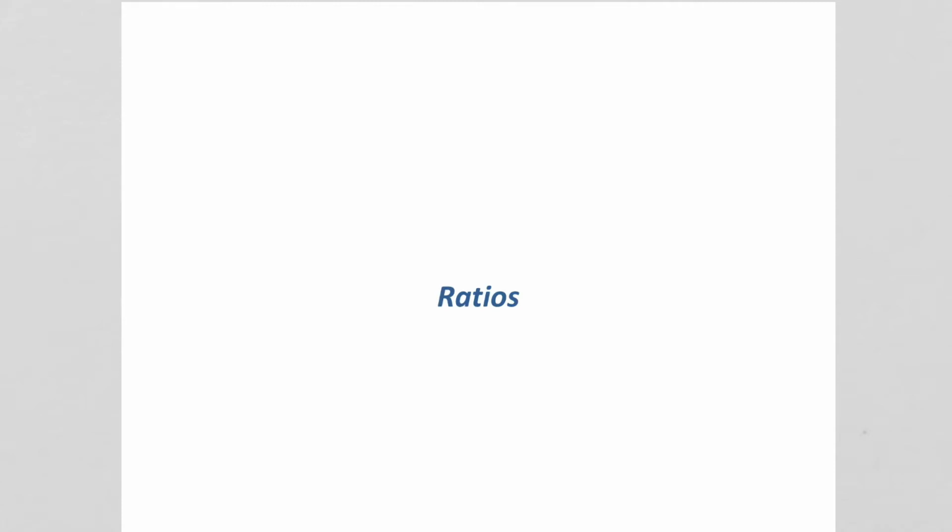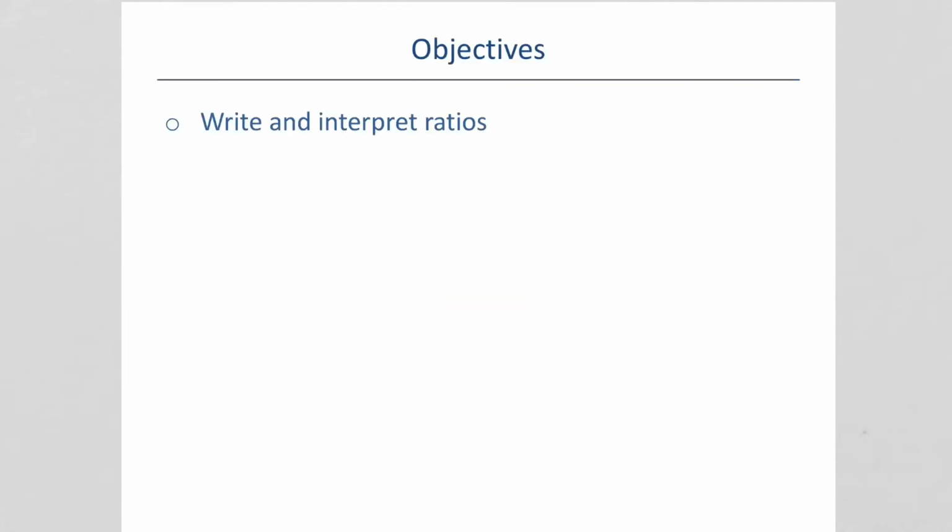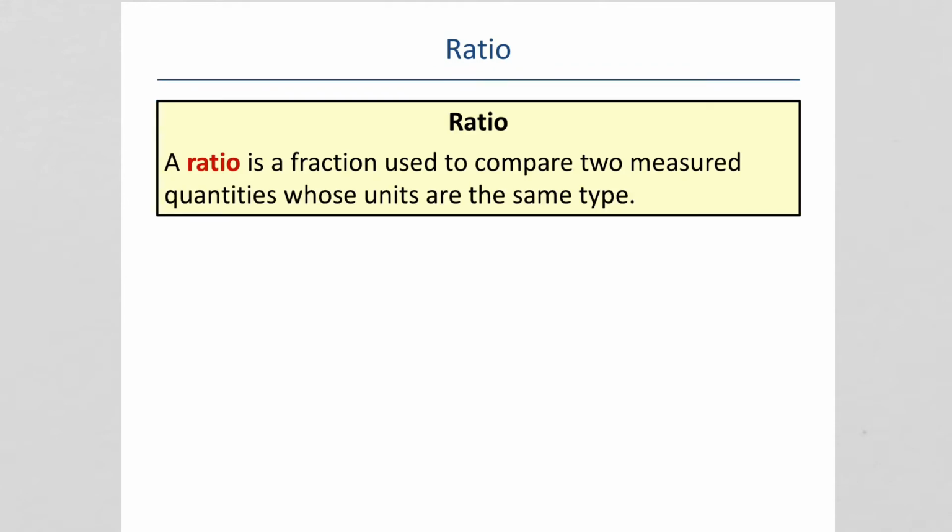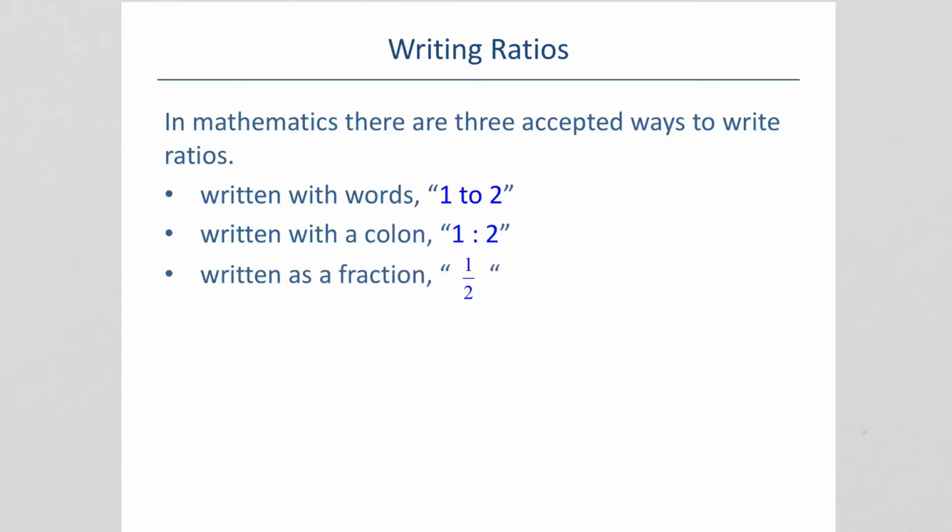Let's talk some more about ratios and their applications. A ratio is a fraction used to compare two measured quantities whose units are the same type. So we could write ratios with words like 1 to 2, with a colon, which is still said 1 to 2, but there's a colon in between instead. Or we could write it as a fraction, still said 1 to 2, but with a fraction bar.